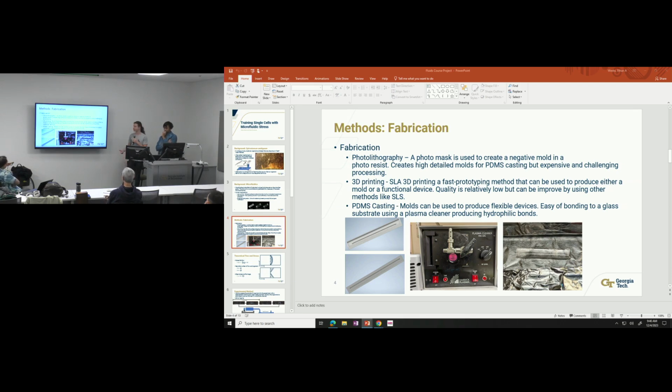We also tried a different 3D printing method called SLS, laser sintering, but the person running it never got back to us. To make the devices, we use PDMS casting, which can produce a high detail mold and bonds very easily to glass using hydrophilic ends, using only the plasma cleaners. No glues are involved. We produce hydrophilic ends, and when they connect, they produce water that forms a permanent bond.